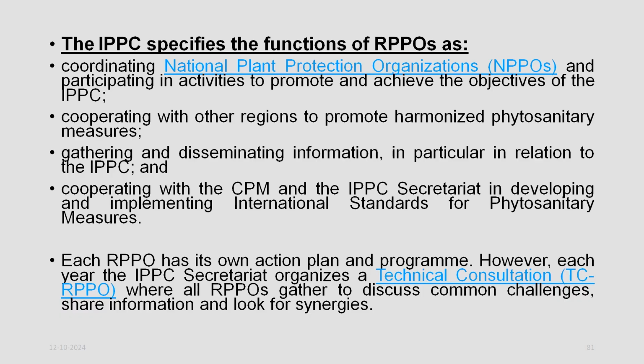The international plant protection bodies, or the International Plant Protection Commission, can give their inputs or suggest the conclusions. But prior to that, they must be well aware of the situations in different parts of the world, and that is where the RPPOs, or let's say the National Plant Protection Organizations, play the role. Coordinating: the IPPC specifies the function of RPPOs as coordinating national plant protection organizations and participating in activities to promote and achieve the objectives of the IPPC.